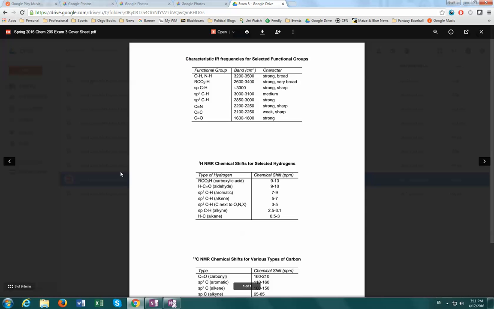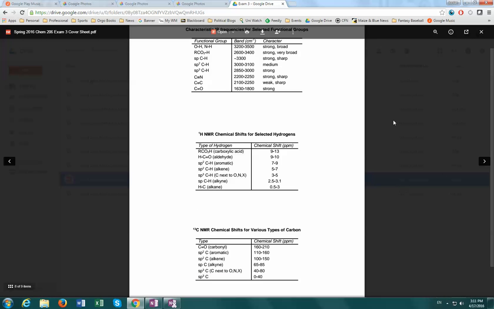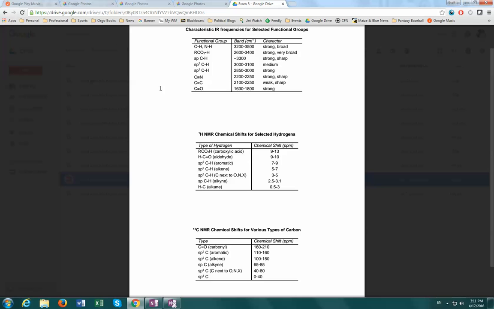So here's our cover sheet. You can see that when we're showing our IR spectrum, our x-axis is usually 400 to 4,000 wave numbers. And you can see in the IR spectrum that really most of the peaks we're looking at are above 2,000. It's that stuff above 2,000 that we've really been focusing on.